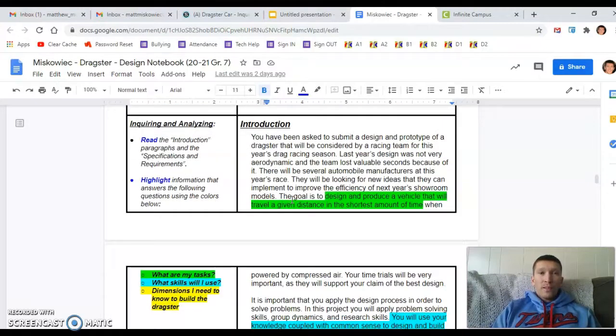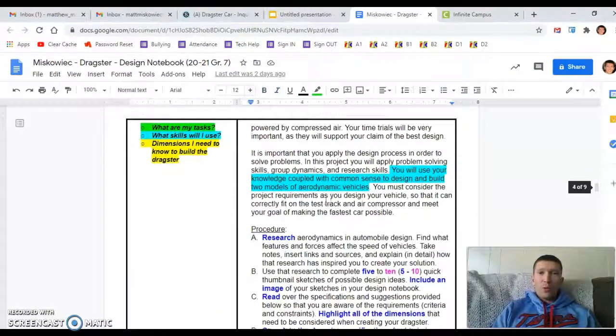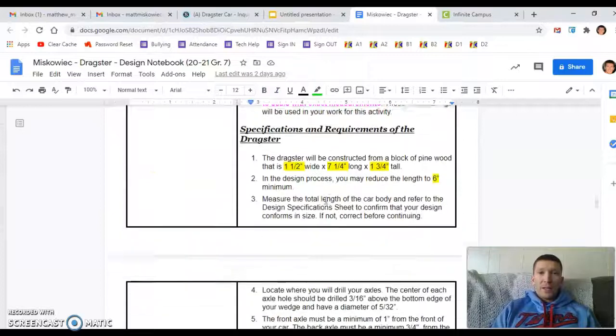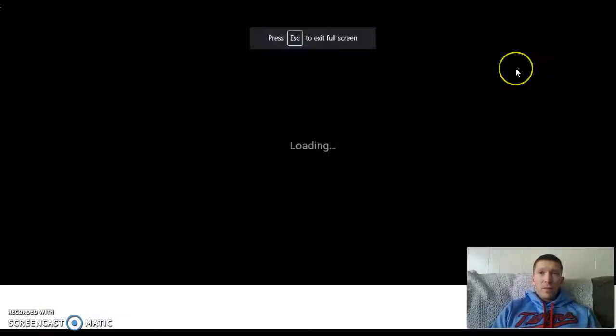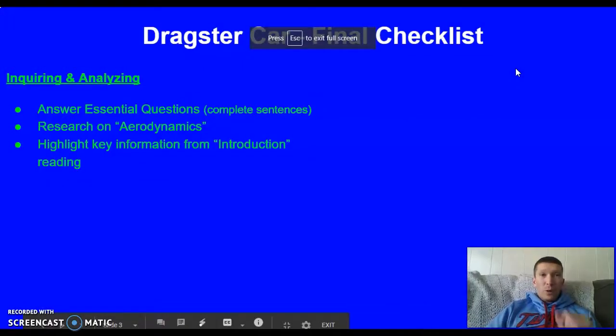And the third part is in the introduction reading, you had to read this entire section, and then you had to highlight what are my tasks, what skills will I use, and dimensions I need to know to build the dragster car. So as we go through this, we should see it highlighted based on those 3 parts. So that is how you're being graded for inquiring and analyzing.